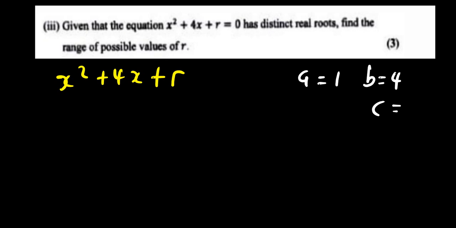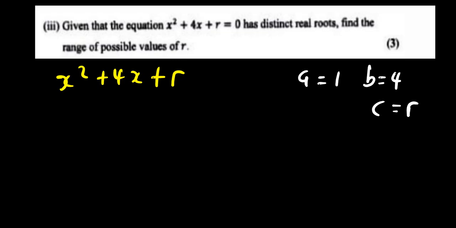We're saying, given that the equation x squared plus 4x plus r is equal to 0 has distinct real roots, find the range of possible values of r. From your equation, x squared plus 4x plus r, what is your a, what is your b, what is your c? Your a is the coefficient of x squared, which is 1. Your b is the coefficient of x, which is 4. And your c is the constant, which is just r, like that.